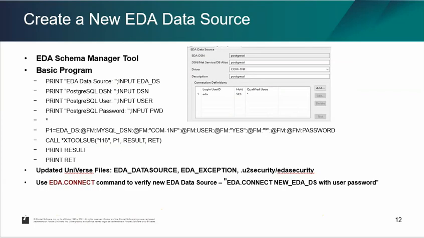Sometimes you don't have group permission to connect to your system, but you can use another way: create a basic program using the superroot user to generate your EDA data source. After you create it, you might update some permissions for your particular user, specifically for EDA_DATA_SOURCE, EDA_EXCEPTION, the .u2 security folder and .eda security, so you are allowed to update and change them. After connecting successfully, you can run the EDA connect command to verify the EDA data source you just created.